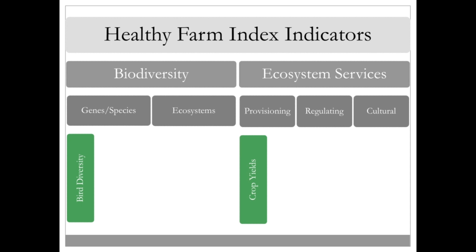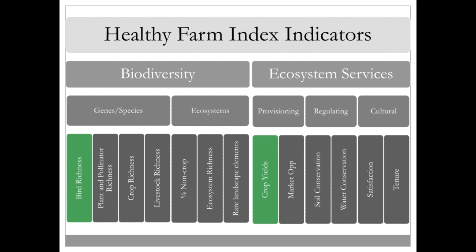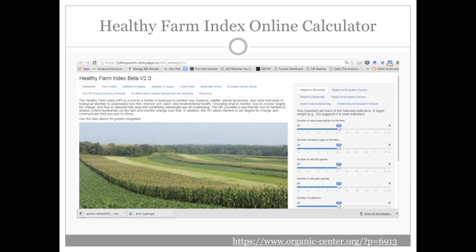We started out, as we mentioned before, interested in the trade-offs between bird diversity and crop yields. We quickly realized that that did not capture the system of a farm and all the potential indicators within there. And so we added a number of other indicators to the Healthy Farm Index, and more information on these is available in the different papers. We'll walk through some of them when we look at them on the farm. With the Healthy Farm Index, the indicators are provided. What the farmer has to do is choose the specific targets they have and what they want to reach for those.